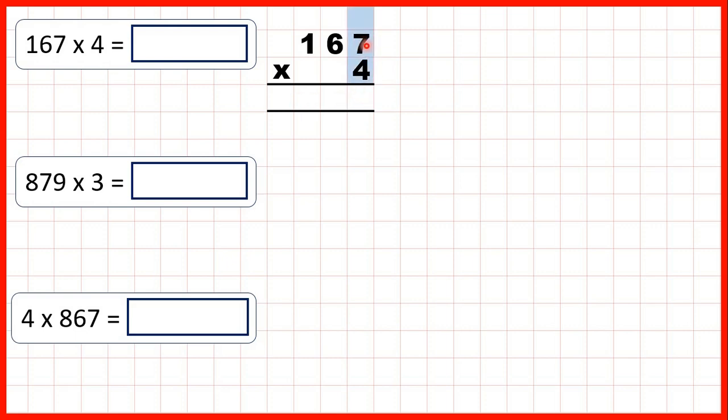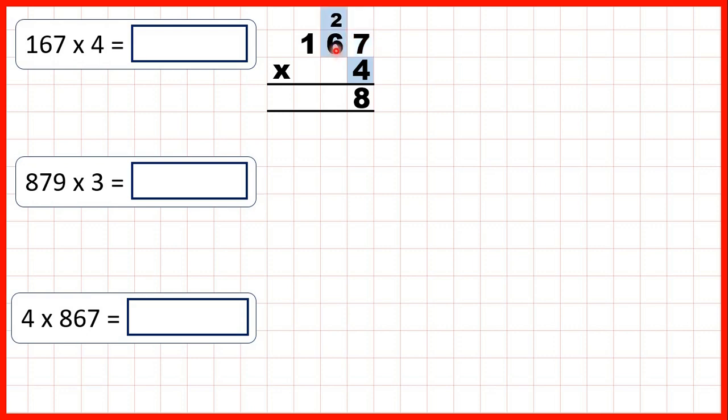Now we start by multiplying digits in the smaller place values, so we start by multiplying our ones. We have 7 times 4. That's 28, but we can only write one digit in each square, so we need to write 28 as 2, 8, with the first digit above the next place value column along, so above our tens digit.